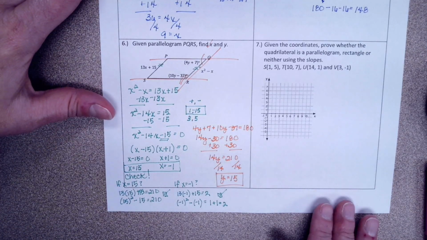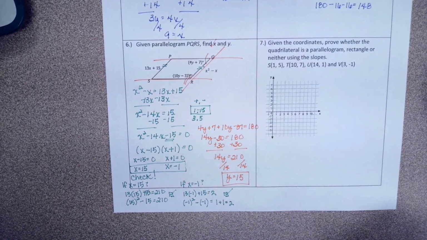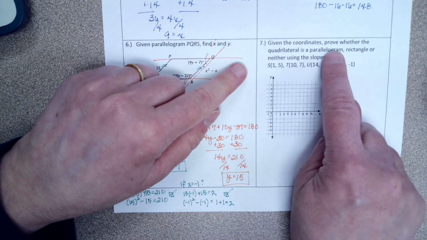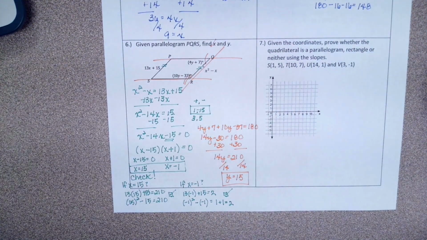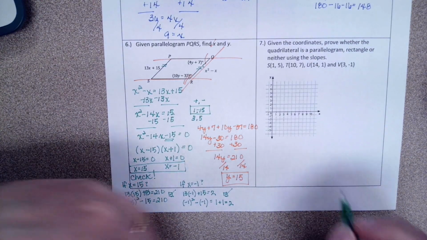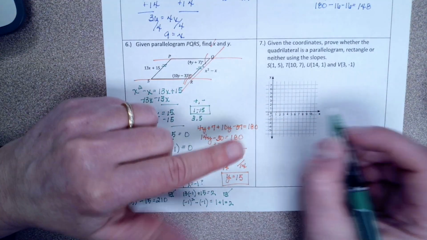All right, and then our last one on the page, on this side, excuse me, the coordinates. Given the coordinates, prove whether it's a parallelogram, rectangle, or neither, and we're supposed to use our slopes. Now, again, I sketch a picture just so I can see what sides line up, but remember that your picture doesn't prove anything. You have to do the math.